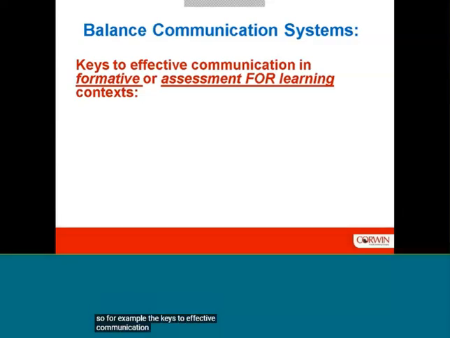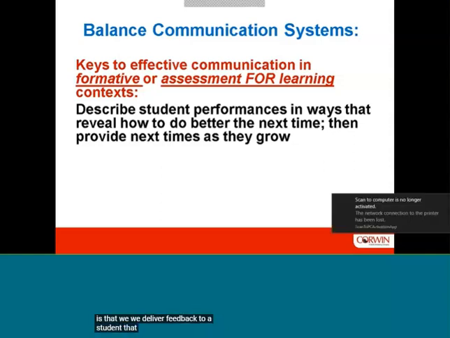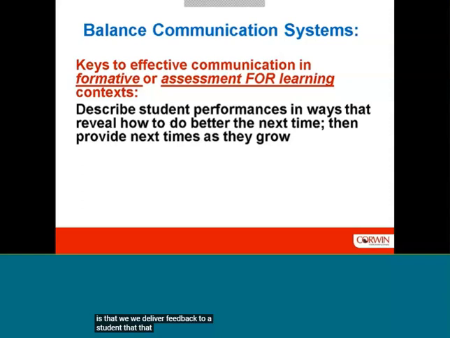The keys to effective communication of assessment results, either in the formative column or the assessment for learning column, is that we deliver feedback to students that delivers results in terms that describe their performance in ways that reveal to students how to do better the next time. And then we provide next times as they grow, continuing to provide that kind of helpful instructional coaching feedback.